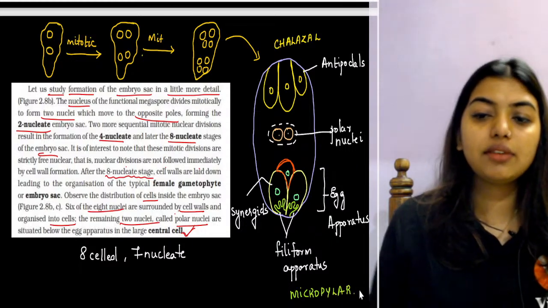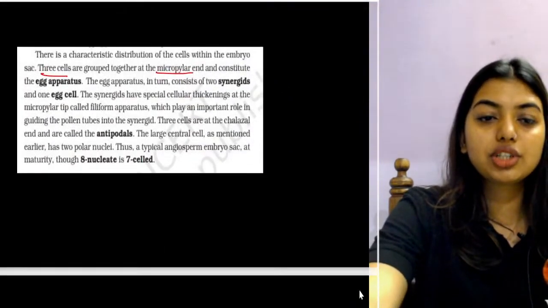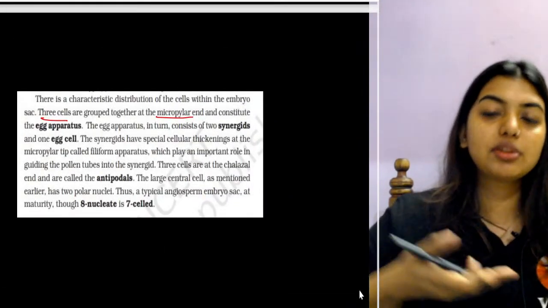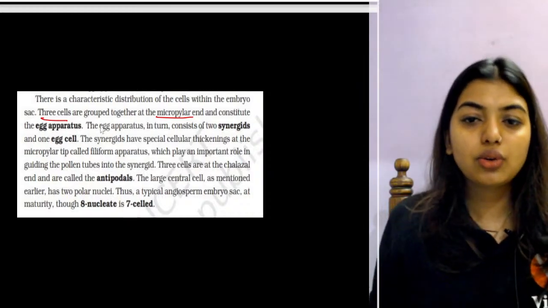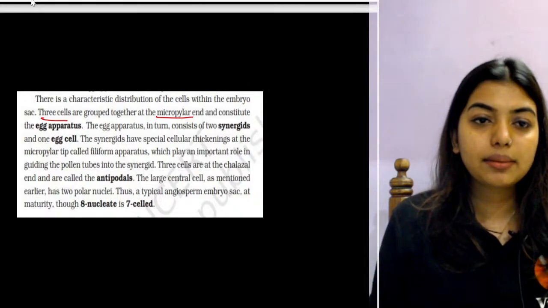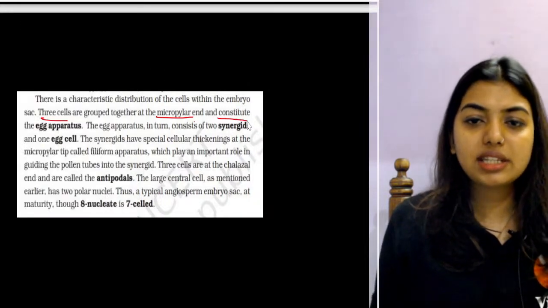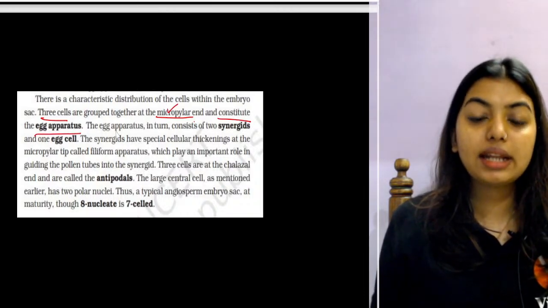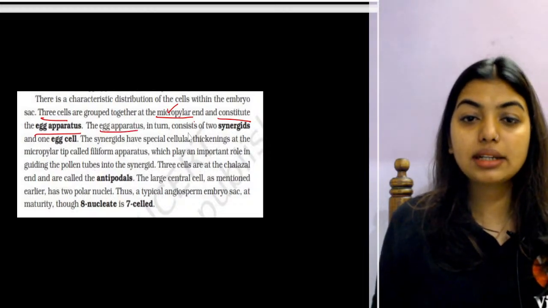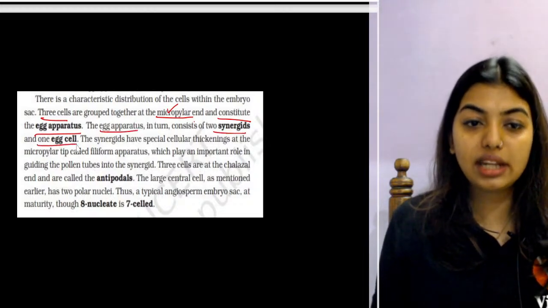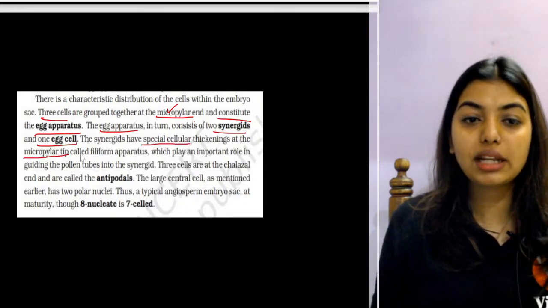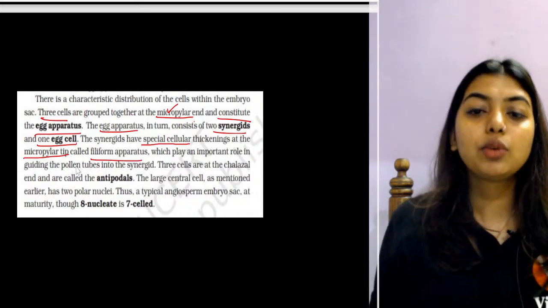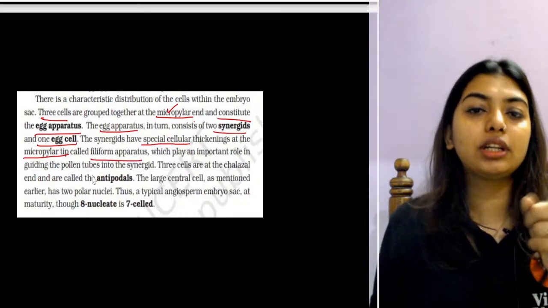Opposite to the micropylar will be the chalazal. Whenever you have a confusion, just think about where the integuments will be. The integuments will be there where the filiform apparatus will be, and where the egg apparatus will be, right? So look here, every line of NCERT, nothing extra I'm telling: 3 cells group together at the micropylar end and constitute the egg apparatus. The egg apparatus in turn consists of 2 synergids and 1 egg cell. The synergids have a special cellular thickening at the micropylar tip called the filiform apparatus, which plays an important role in guiding the pollen grain into the synergids.